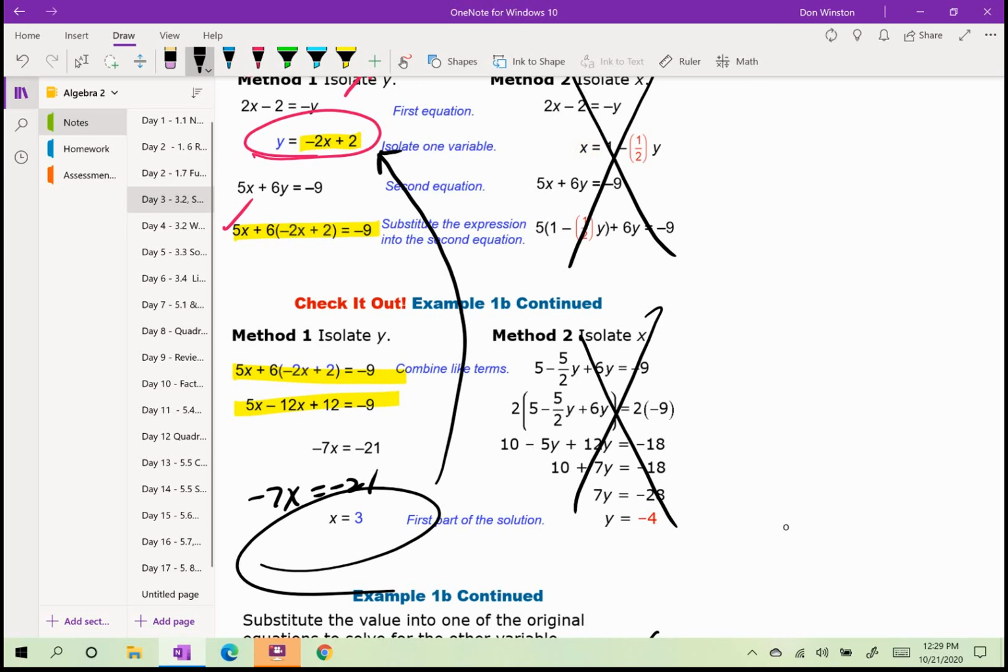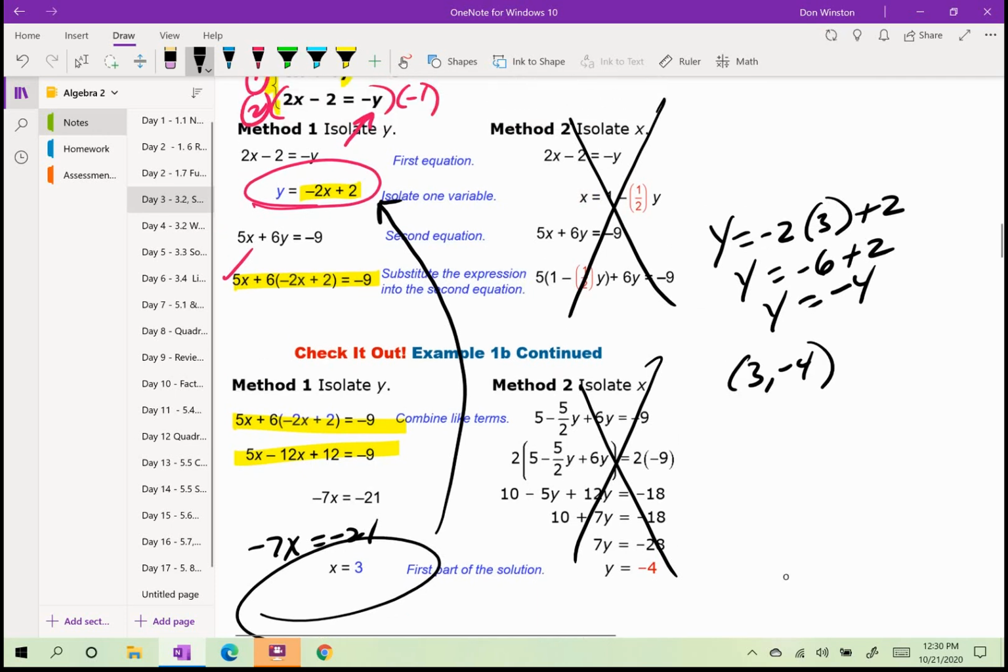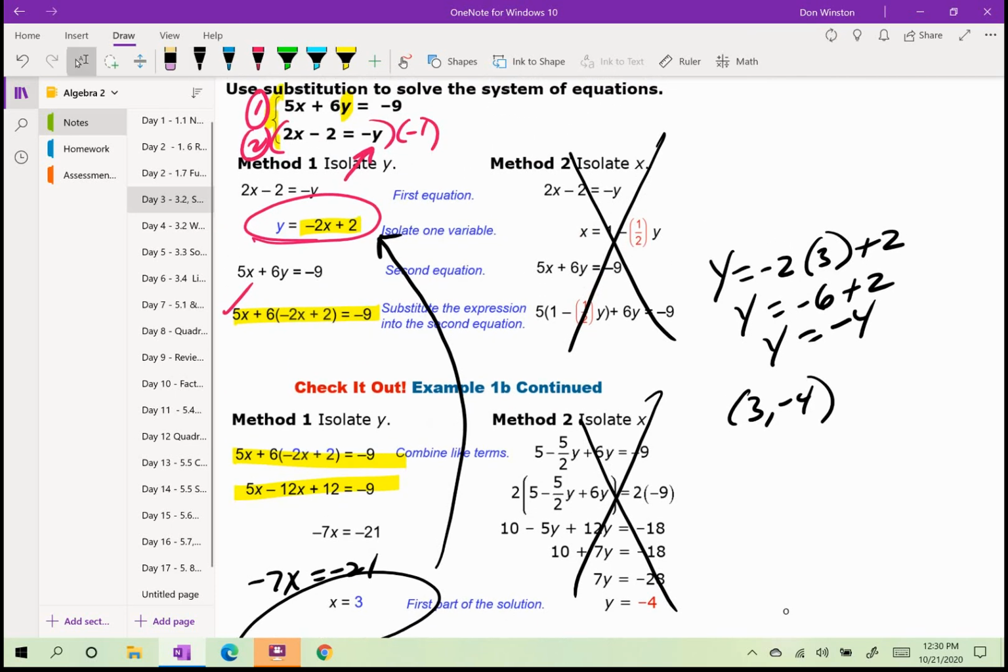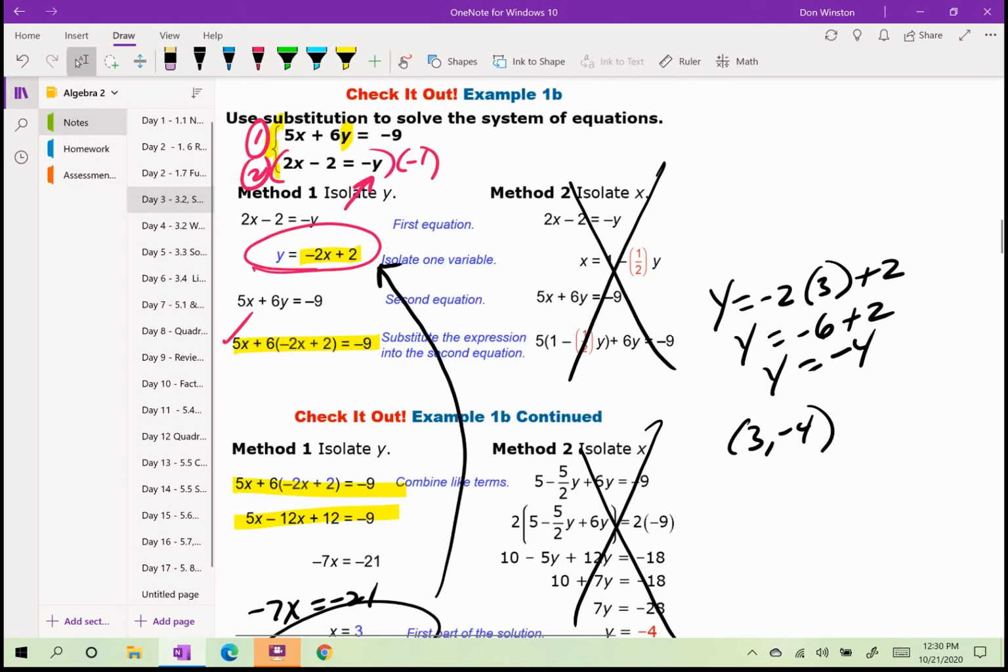So x is 3. So now we'll know that y equals negative 2 times 3 plus 2, so y is equal to negative 6 plus 2, so y equals negative 4. So my solution is 3 and negative 4. Let's just check to see if that works here. 3 and negative 4. So I'm going to start with this equation here.